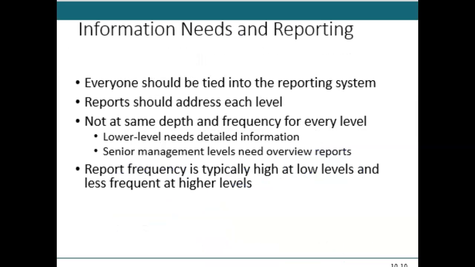Now, the information needs and reporting everyone is concerned with in the project should be appropriately tied to the project reporting system, right? The monitoring system ought to be constructed so it addresses every level of management. And reports need to be of the same depth and at the same frequency for each level that is required, right? So lower level personnel have a need for detailed information about their individual tasks.